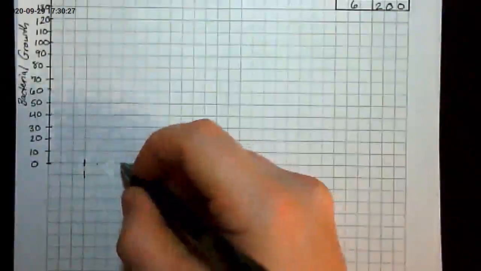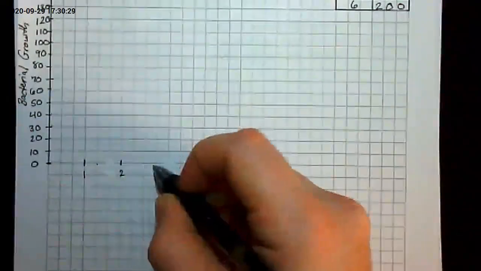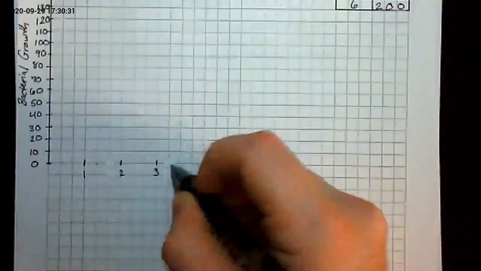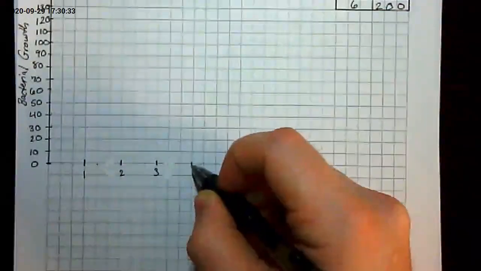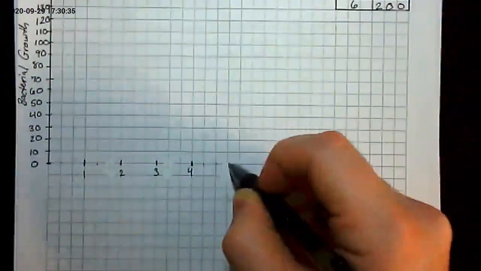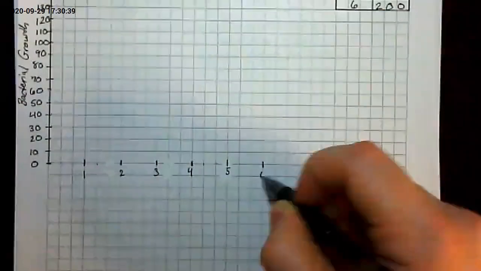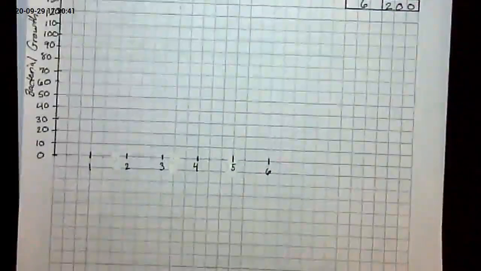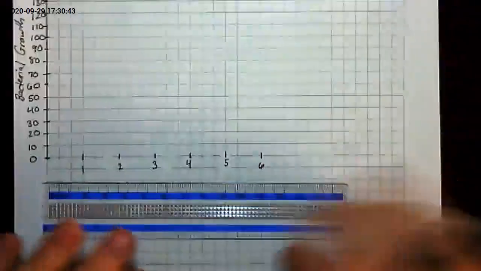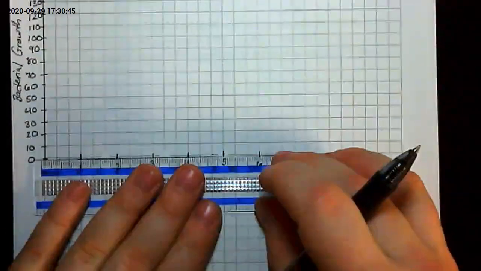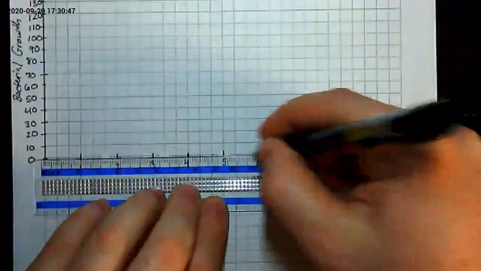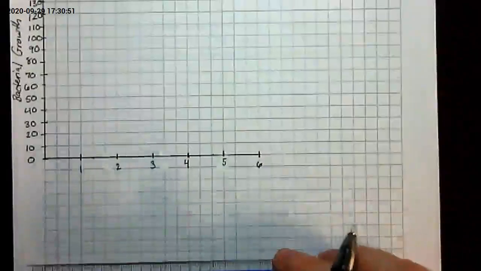1, 2, 3, there's 2. 1, 2, 3, there's 3. 1, 2, 3, there's 4. 1, 2, 3, there's 5. And then 1, 2, 3, there is 6. Okay. And then we're going to take our ruler, just like the y-axis, and put a ruler down. We're going to make that look nice and neat, just to dress it up.